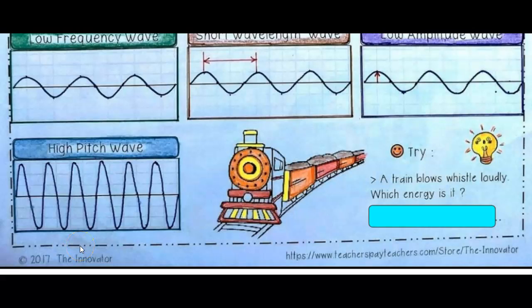And the last, answering this question: a train blows a whistle loudly. What kind of energy is it? Well, we've been talking about sound, so it uses sound energy.